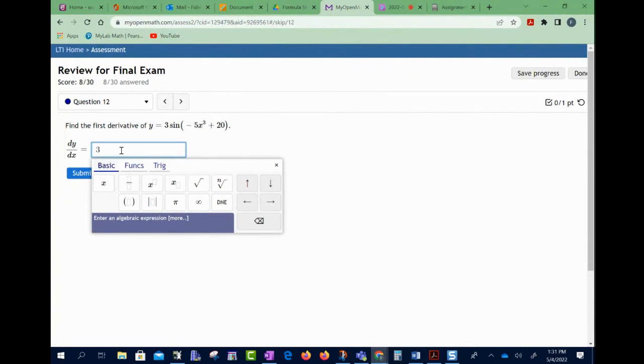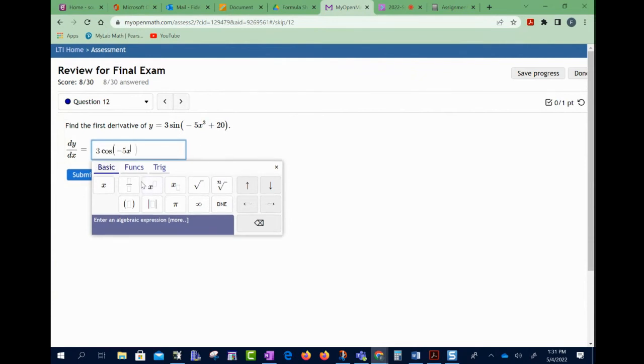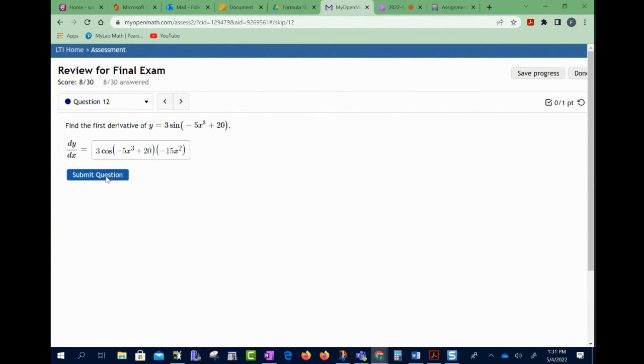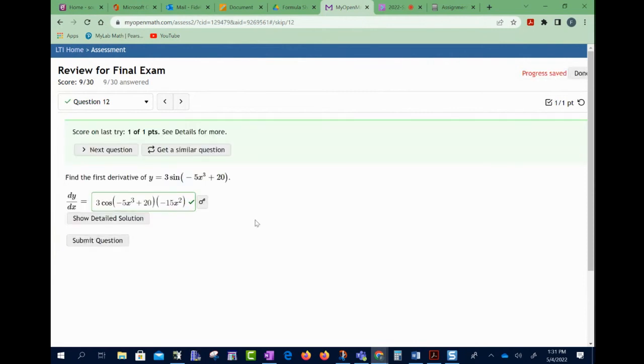So we had a 3, a cosine of negative 5x to the third plus 20, and then on the outside, a negative 15x squared. I'm going to enter that in and submit it. It even let me put it that way. It was looking for that negative 45, but you see how I didn't even simplify that part and it still took it. So MyOpenMath is very forgiving when it comes to that.